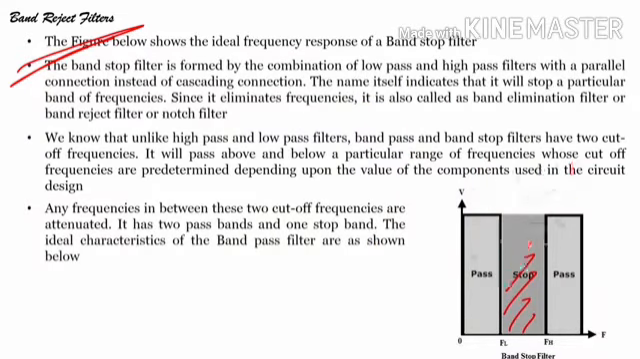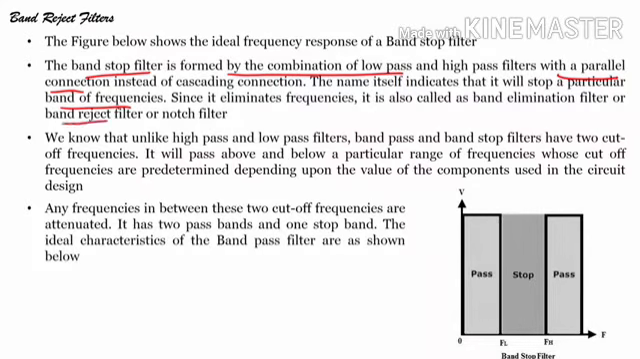Very easy to understand op amps and its application, is it not? So, the band stop filter is formed by combination of low pass and high pass in a parallel connection. Second, it will stop a band of frequencies; it is also called band reject, notch, or band elimination. We know that unlike high pass and low pass filters, band pass and band stop filters have 2 cutoff frequencies. See here 1 and here 2.